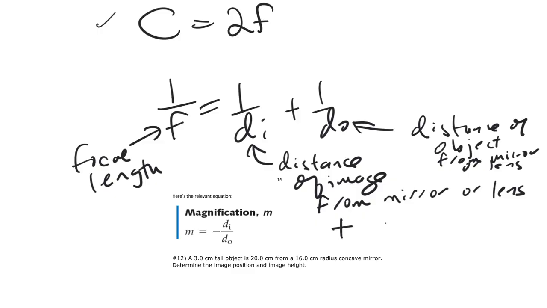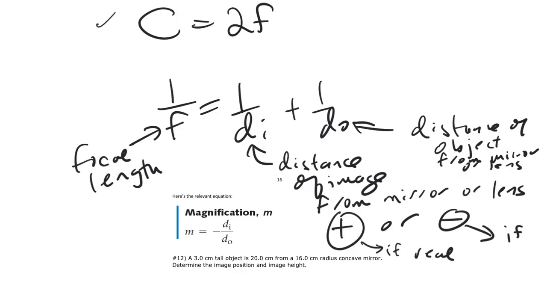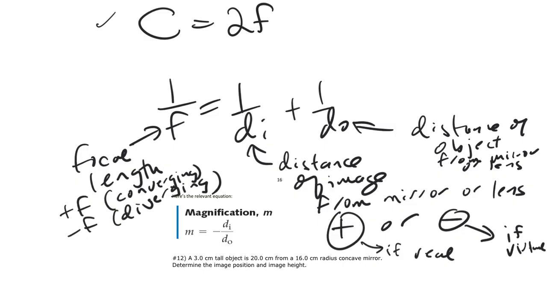Okay, the image distance could be plus or minus. It is plus di if the image is real, and it's negative if the image is virtual. Also, the focal length, we always said, is plus for converging and negative for diverging. So you've got to keep all that straight. Then we had the magnification equation. I disregard the negative.